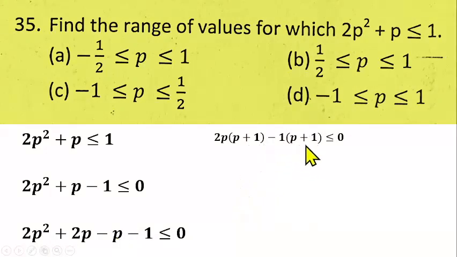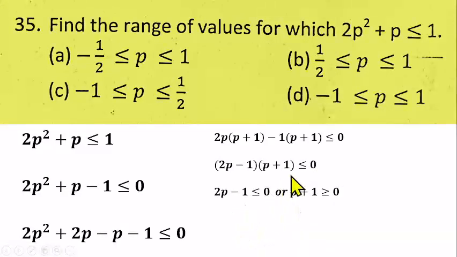You have minus 1 into p plus 1 less than or equals to 0. Then from there, 2p minus 1, then p plus 1 less than or equals to 0. Then from there, since both of them are less than or equals to 0, that means one of them will be greater than or equals to 0, one of them will be less than or equals to 0. So that's the condition for quadratic inequality being less than or equals to 0.